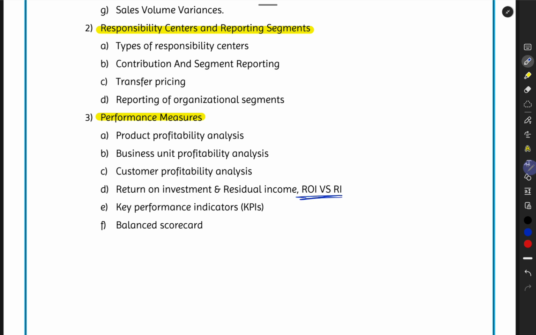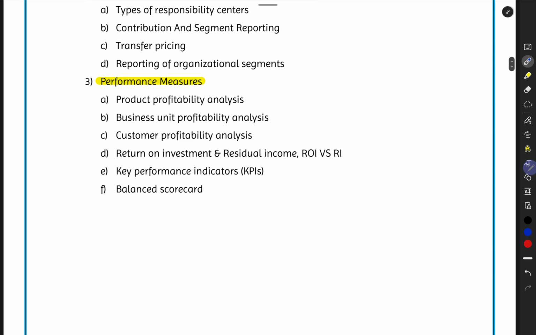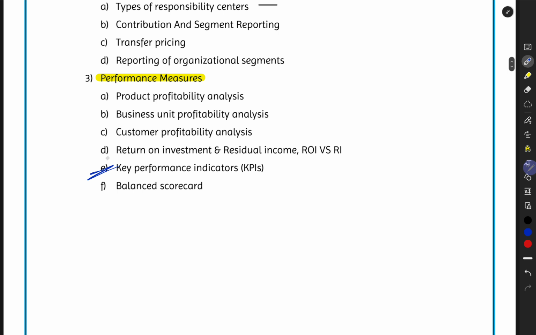This is a very interesting topic. I'll not be able to explain it here in the introduction. This is numerical calculation, which we'll discuss in the lectures. Then you have KPIs. What are the key indicators?